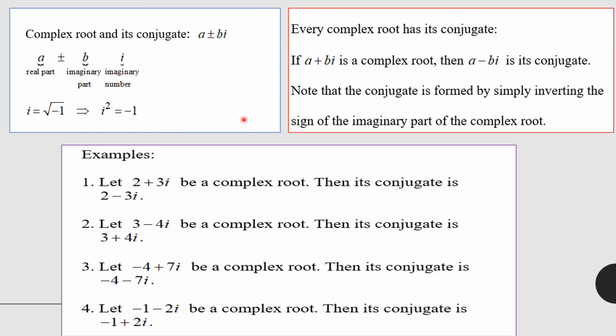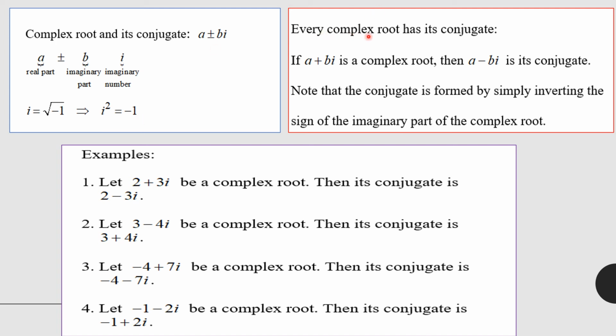Before we discuss case number 3, which involves a complex root and its conjugate, let us first understand what a complex root is and what its conjugate is. A complex root can be written in the form a plus or minus bi. So a is the real part and b is the imaginary part, and i is known as the imaginary number. The rule for this is that i equals the square root of negative 1. So when you see the square root of negative 1, we name it i. And when you square i, we get negative 1.